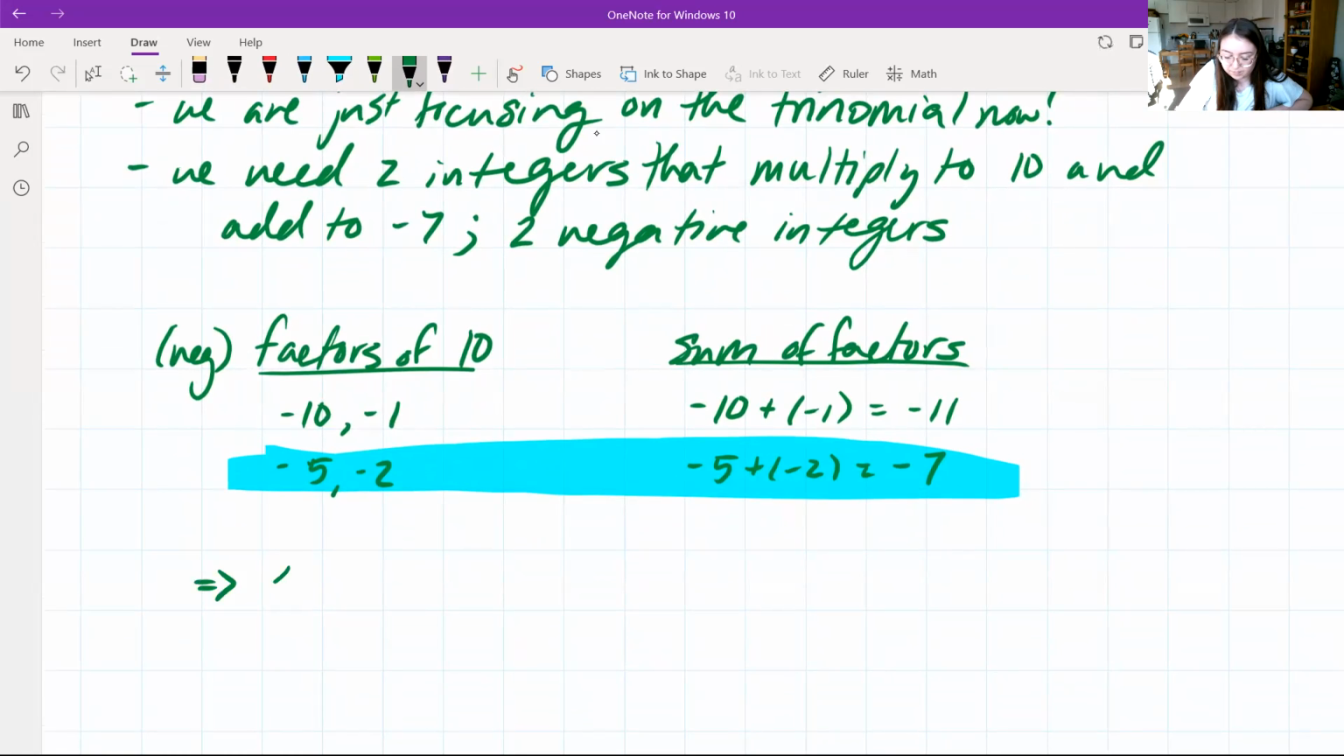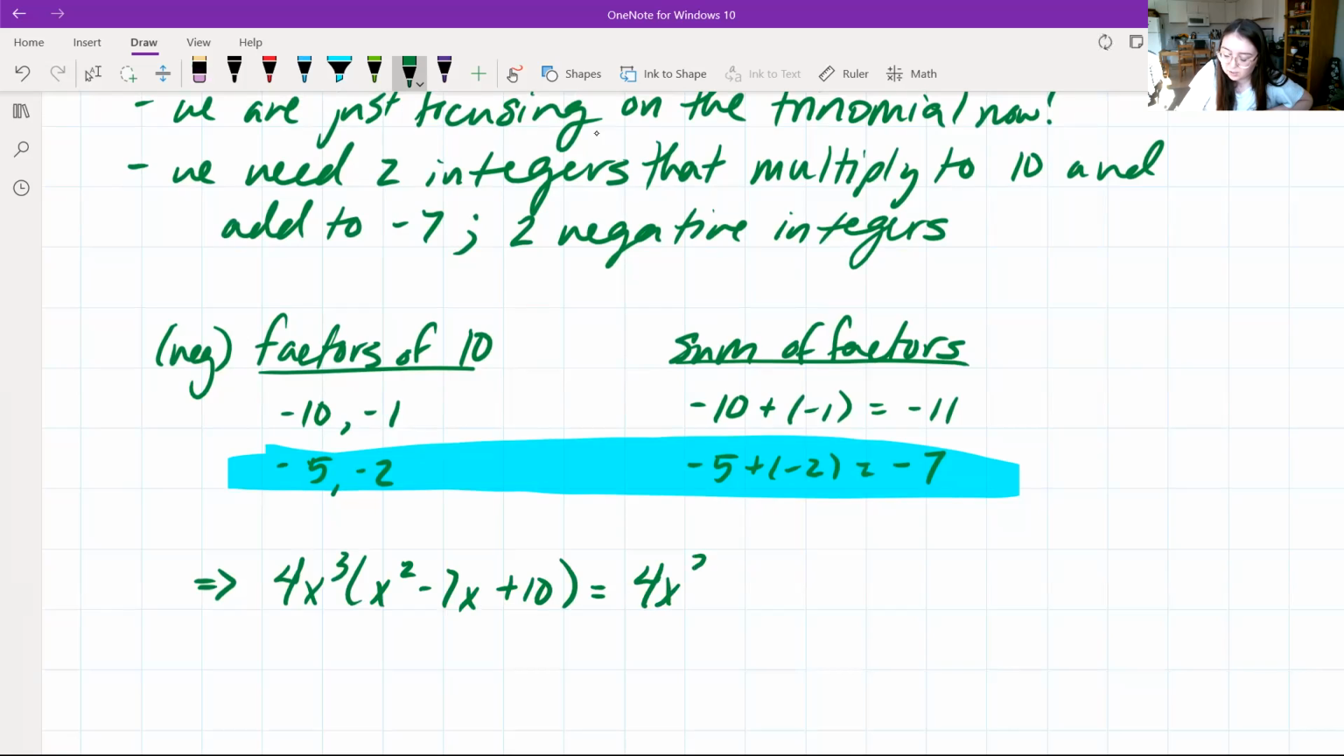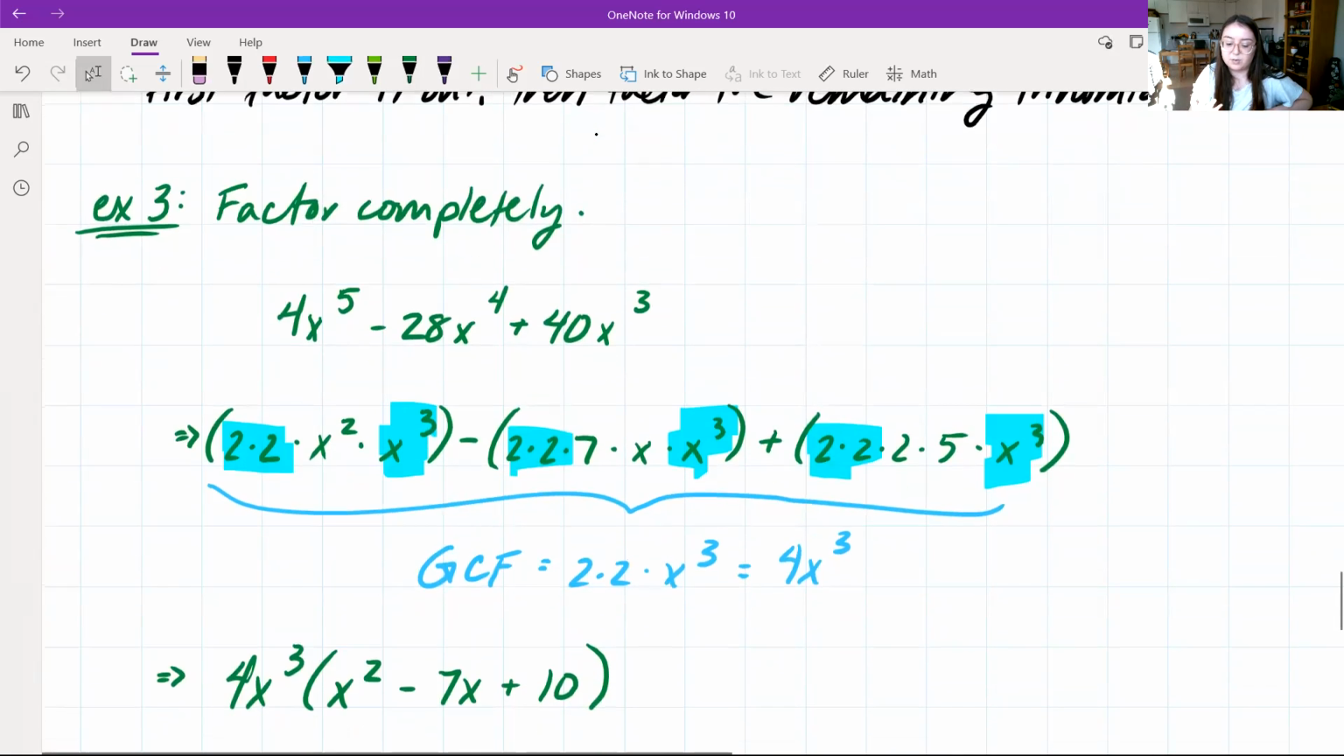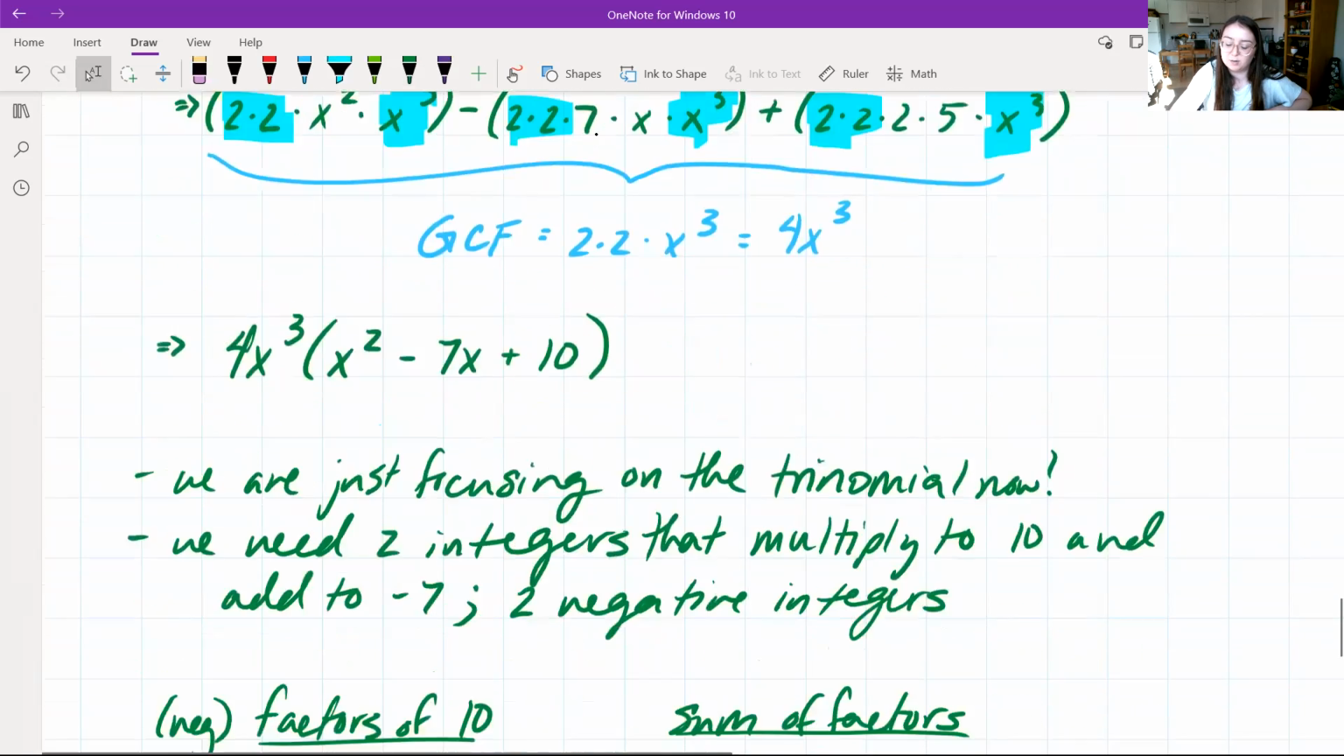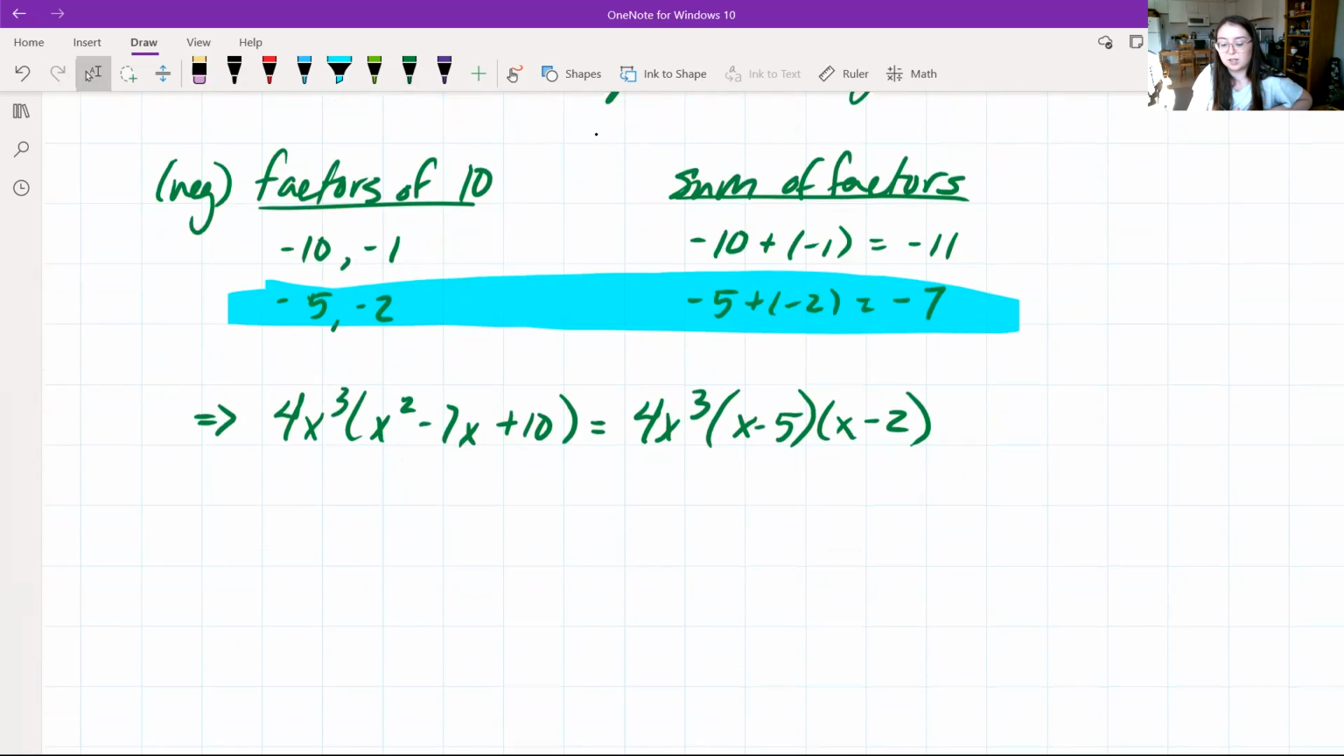which means that 4x cubed times x squared minus 7x plus 10 is equal to 4x cubed times x minus 5 times x minus 2. So we can now express our original polynomial, which was 4x to the power of 5 minus 28x to the power of 4 plus 40x cubed. We can now express this as 4x cubed times x minus 5 times x minus 2.